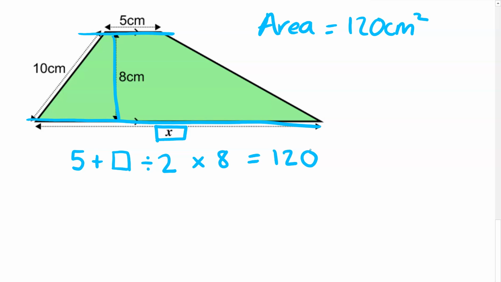And all we're going to do to work out the box is to go backwards. So we're going to start with 120. We're going to go that way. Oh, I don't know why I put equals.